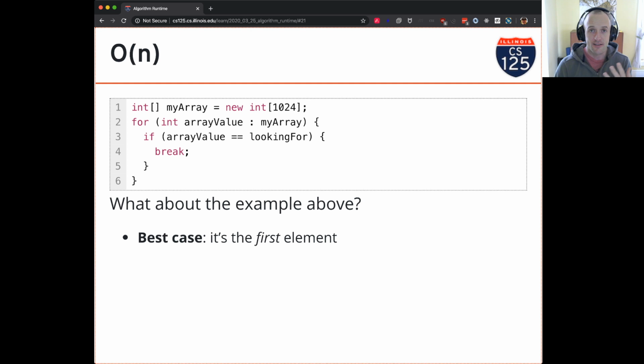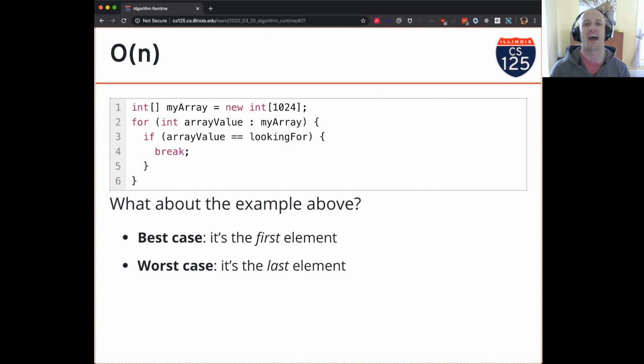In that case, the algorithm takes only one step because it breaks as soon as it sees the first value in the array. The worst case is that the array doesn't contain the value I'm looking for, because in that case I'm going to go all the way through front to back and never find it. And also if it's the last element, right? So either if it doesn't contain the item I'm looking for, or if it's the last element.